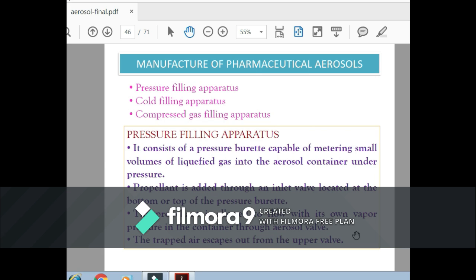Inside that burette generally we have to develop high pressure. Because of that high pressure, whatever propellant is present always remains in the liquid state and easily we can pass it into your container. So this is the first method, called the pressure filling method by using the burette.